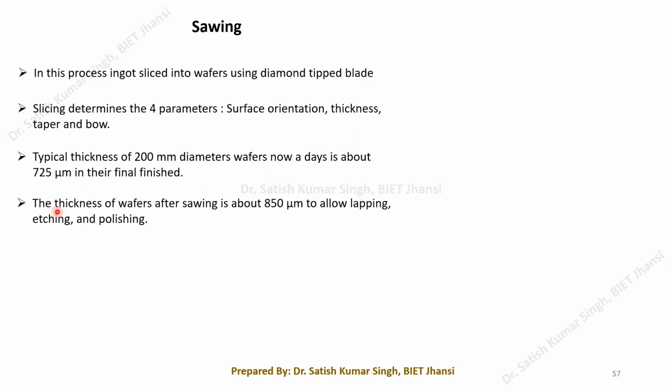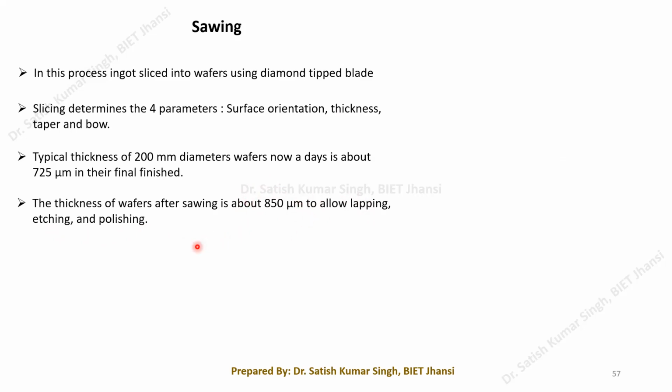That's why the thickness of the wafer after sawing is about 850 micrometer, just to allow the other operations like the lapping, etching or polishing process. To allow these processes we need to cut wafers whose thickness is around 850 micrometer.